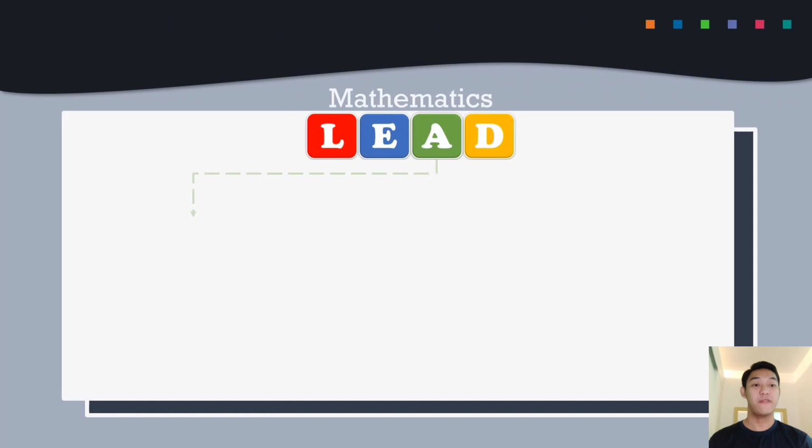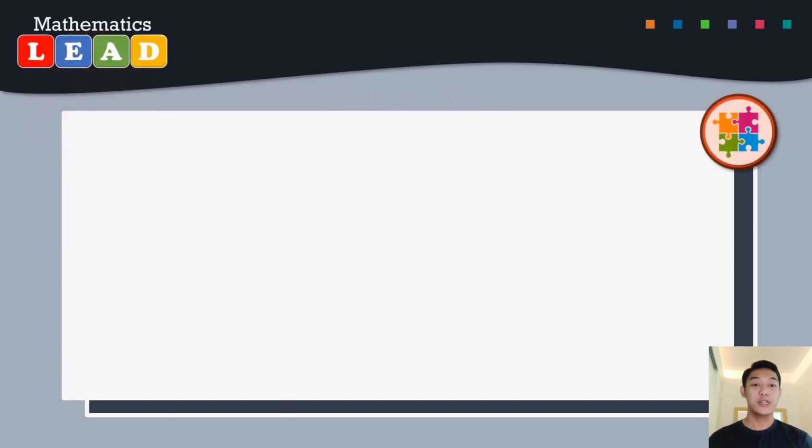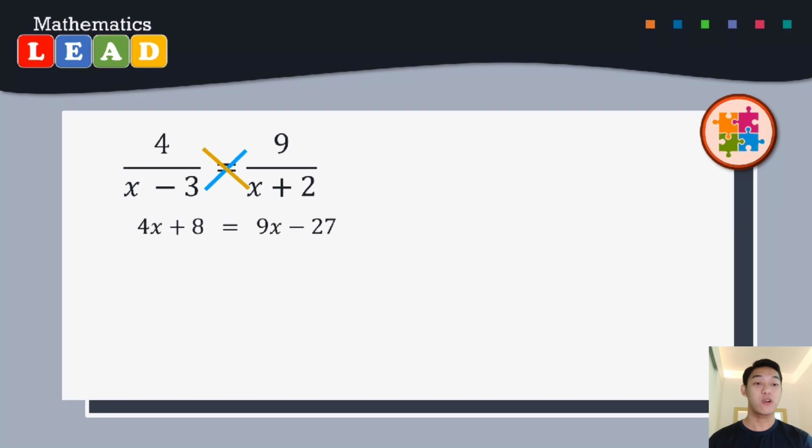Let us now do activating our knowledge. Let us solve problems involving rational algebraic expressions. Now, what about this one? 4 divided by x minus 3, and let us say that it is equal to 9 over x plus 2. So, for this problem, we have to cross multiply. So, 4 times x plus 2, that's 4x plus 8. And then 9 times x minus 3, that's 9x minus 27.